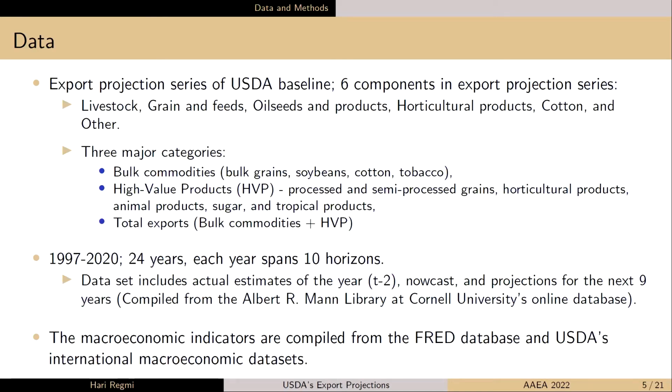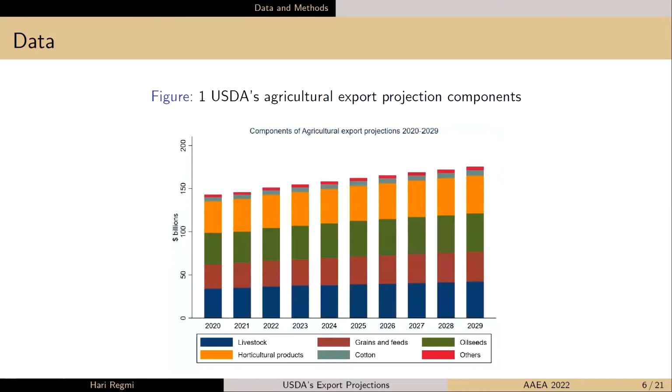The data set consists of 24 years of yearly data. Each year spans 10 projection horizons. I compiled the data set from the Albert R. Mann Library at Cornell University online databases. And I compiled macroeconomic indicators from the FRED database and USDA macroeconomic data sets. This is the components of the export projection, published in the 2020 export projection report. Each year, USDA produces this baseline in February, and very rarely, in one case, they produced it in March. Otherwise, they usually publish in February.